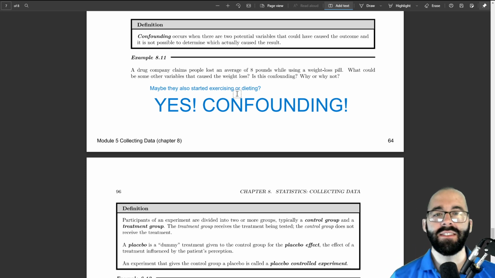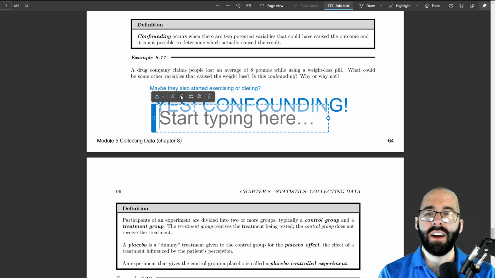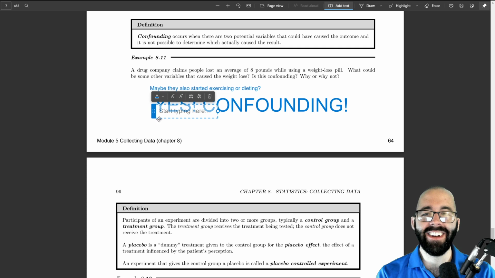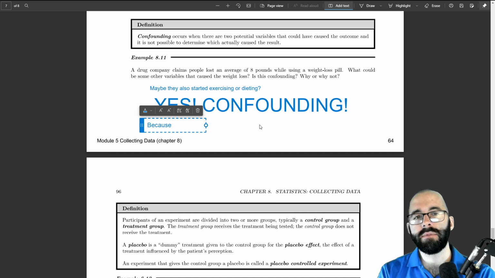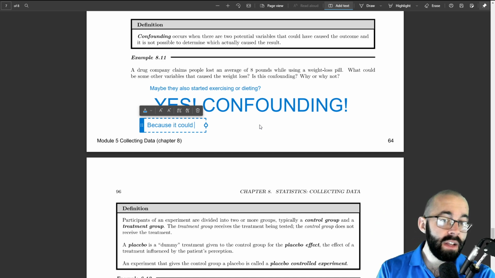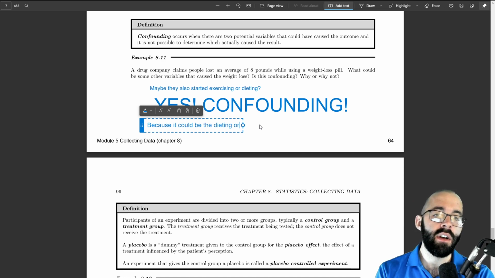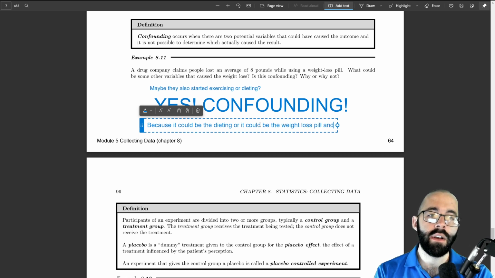Why or why not is this confounding factor? Gotta make this small again. It is a confounding factor because it could be the dieting, or it could be the weight loss pill. We don't know.